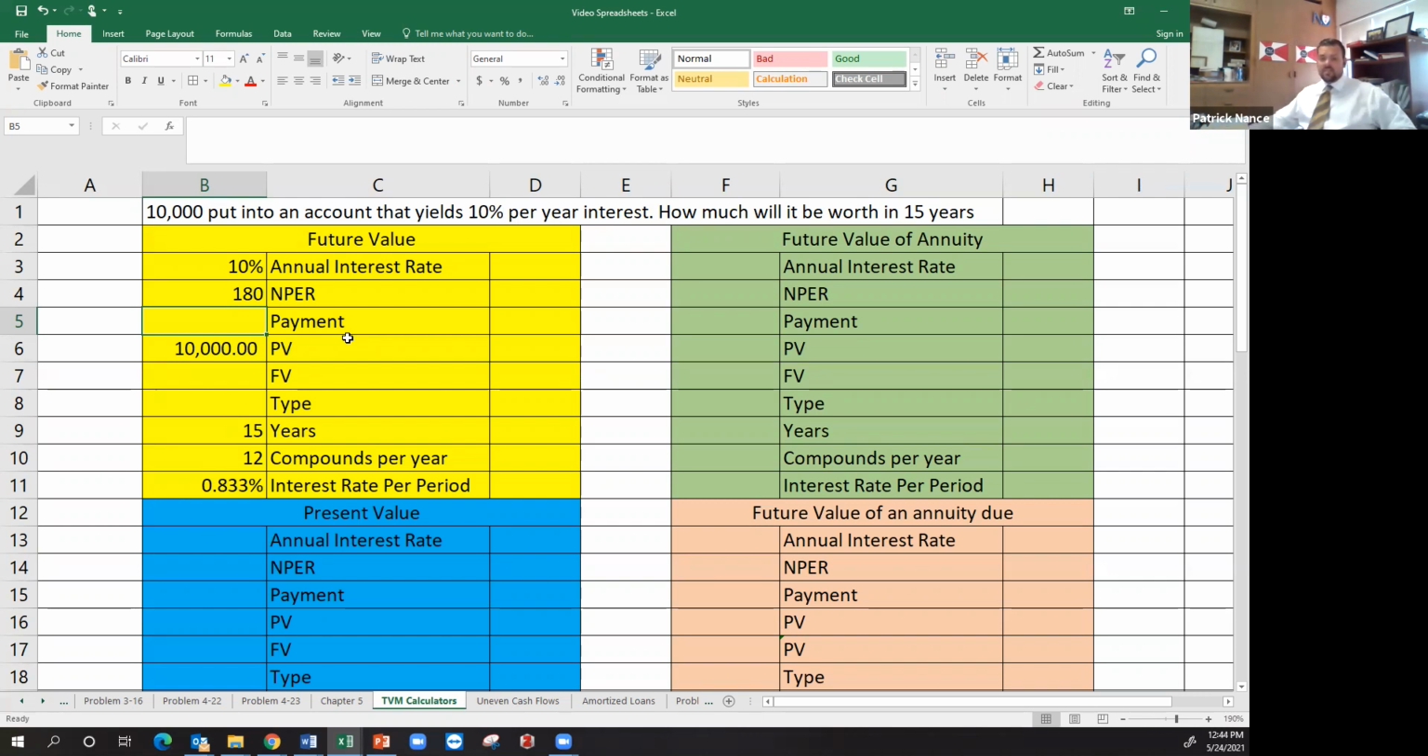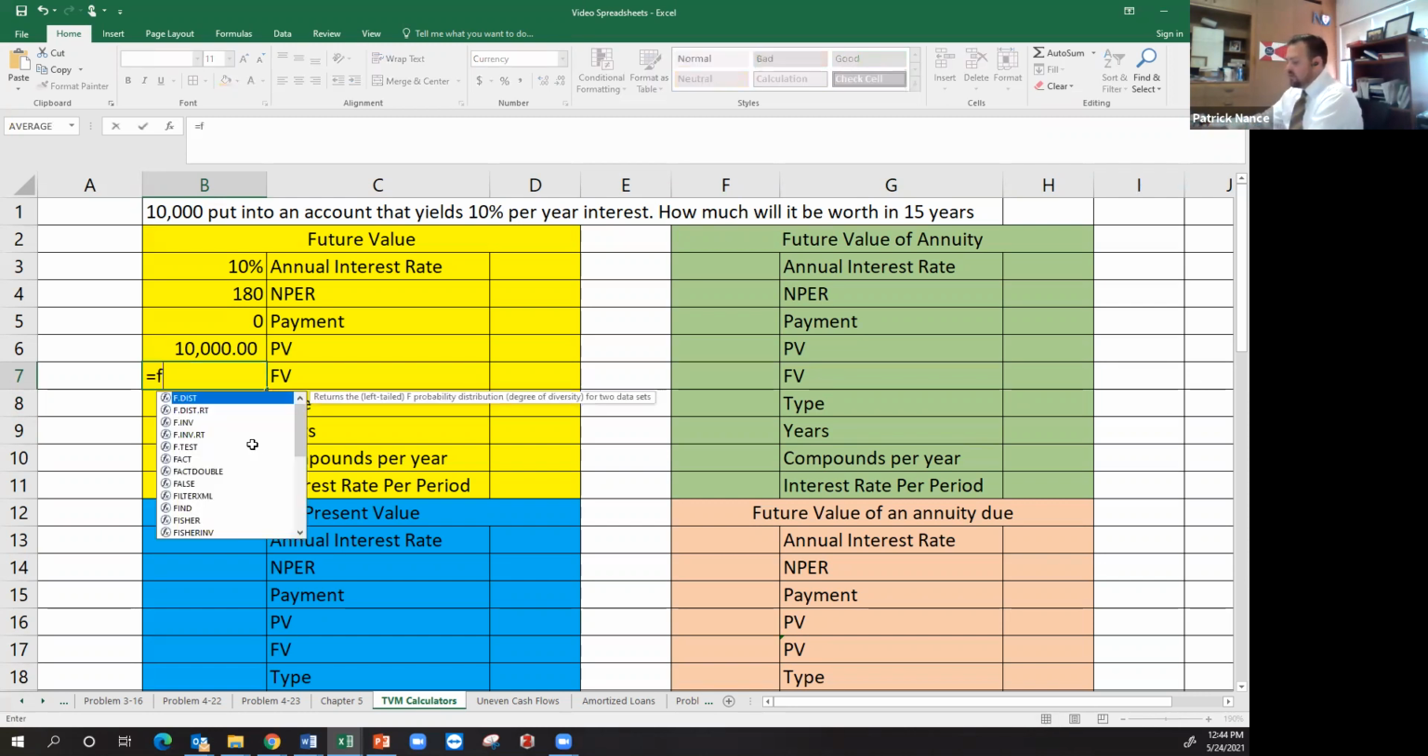So in this case, since I just have a single amount, payment's going to be 0. And then type represents whether or not the payment is made at the beginning of the period or at the end of the period. So we'll plug in a 1 there for now, and you'll see what that means in just a second. So now for the meat of this, how do I build my future value function from all this information?